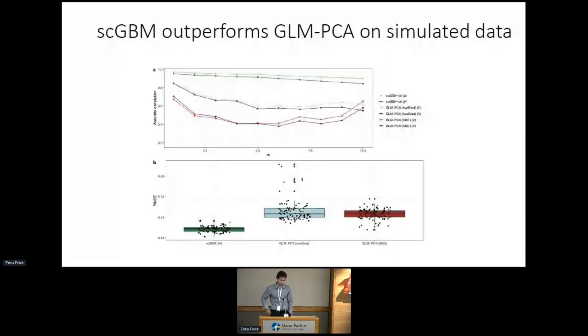This is just a plot showing that on simulated data with a known ground truth, both in terms of R squared with the true factor and RMSE, SCGBM is outperforming GLM-PCA.